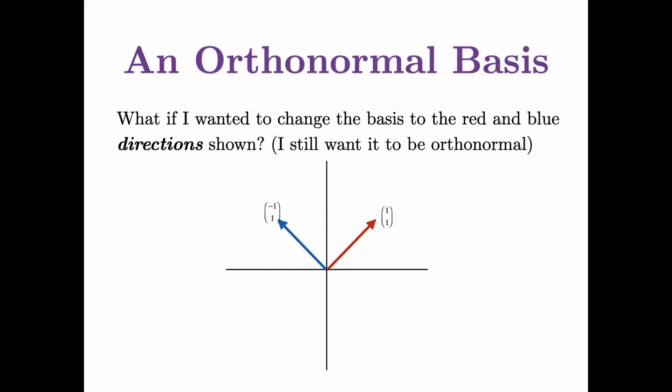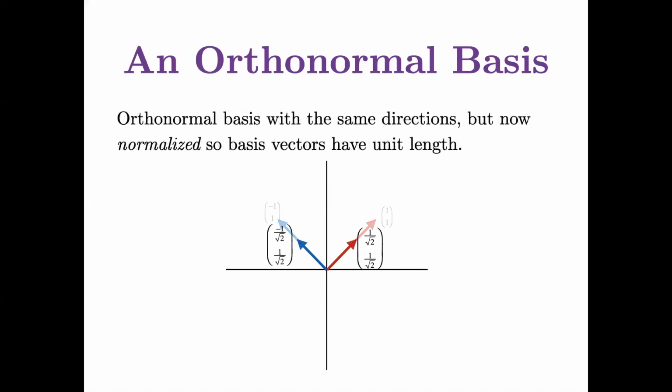Well, that's no problem. I just need to find the unit vector that points in the direction of each. To do so, I calculate the norm of each of these vectors, which would be the square root of the sum of squared elements, or the square root of 2. And I simply divide each element in each vector by the norm of that vector. So these two vectors shown here form an orthonormal basis for R2.